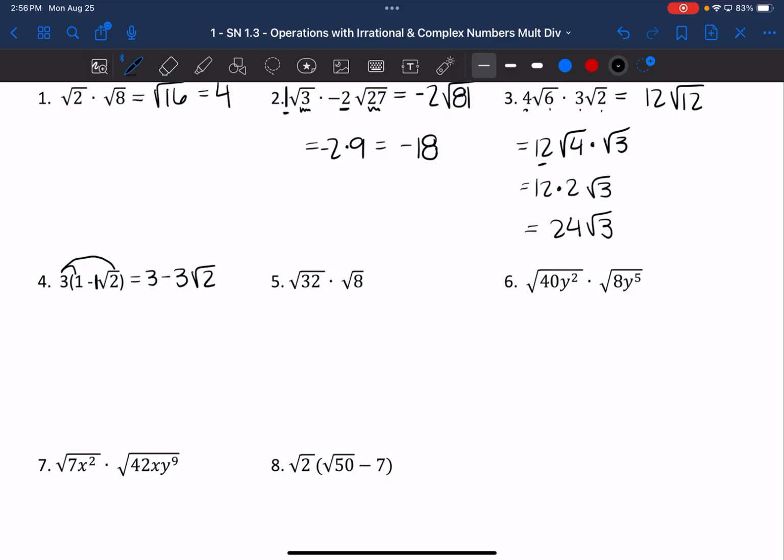Okay. Now we would love to subtract, but our rules for addition and subtraction say if we're going to do that, then the radicals have to be the same. Do those two pieces have the same radical? So that's where I have to leave it.